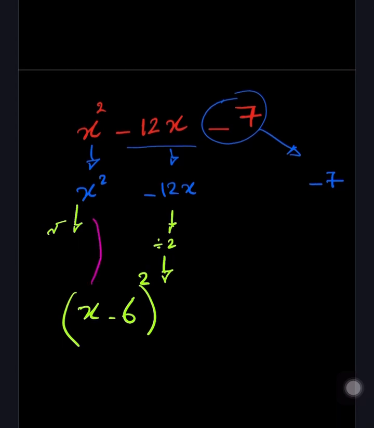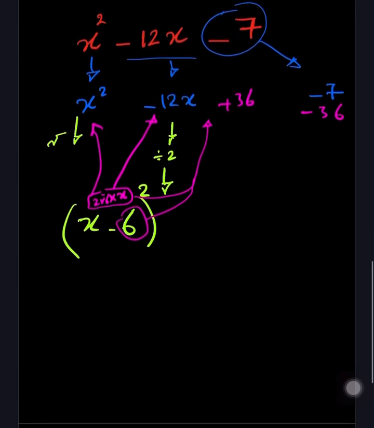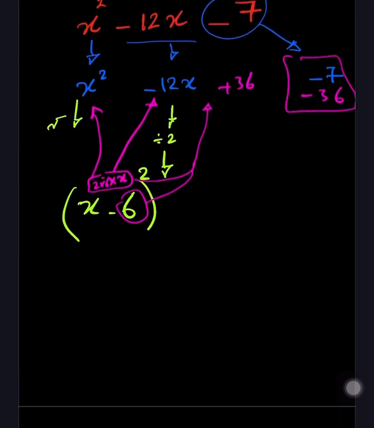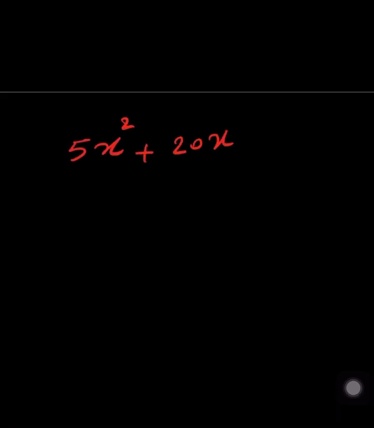We have double the product, which is minus 12x, and that's x times minus 6 times 2. Okay, we're just missing the square value of the second term, which is supposed to be minus 6 squared, which is 36. So what we have to do is add 36 to complete the square and subtract 36 from negative 7. So now we have a complete square, and the last digit is just minus 7 minus 36, a total of minus 34. Okay?